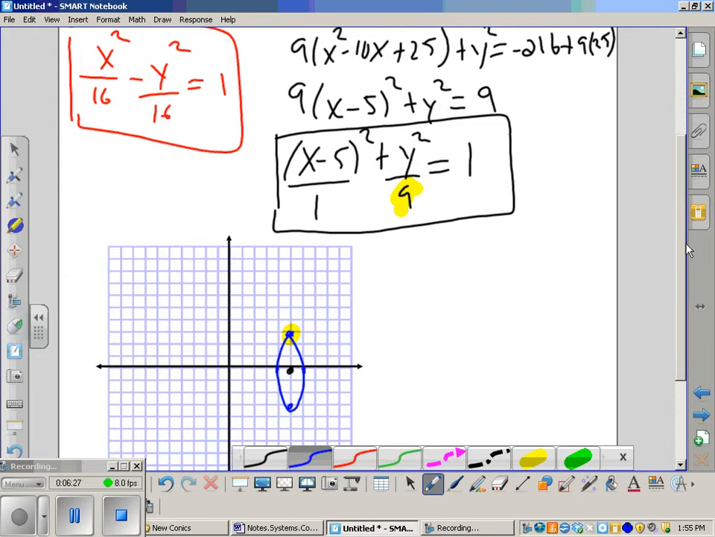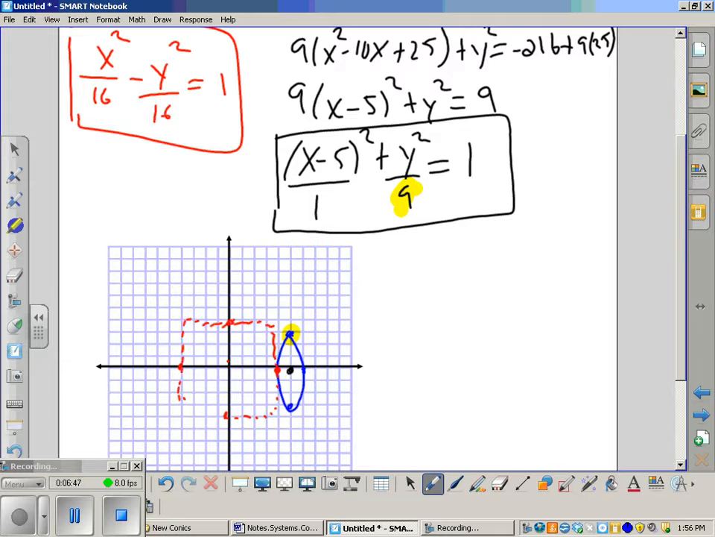The center is 0, 0. And the rectangular box thing is 4 over, 4 up, 4. So 1, 2, 3, 4. 1, 2, 3, 4. I know this isn't the greatest. Whoa.